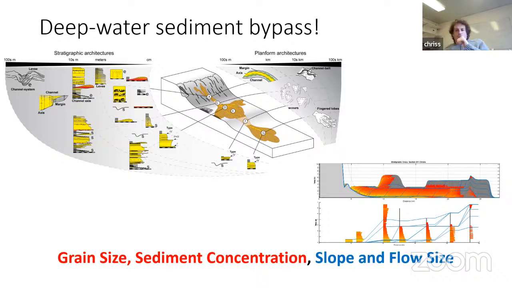No, so the interesting thing is that there's an interplay between the flow's ability to transport a particular grain size and the slope, which dictates how fast it can go, right? So if your slope is steep, the flow might go fast, but it might be carrying very coarse material, and therefore it might not bypass that much because it's depositing all of that coarse material.